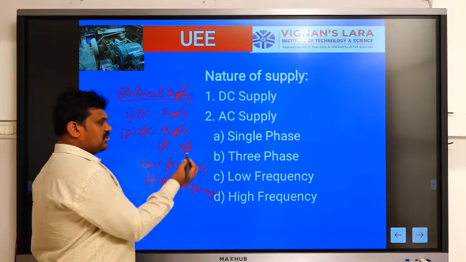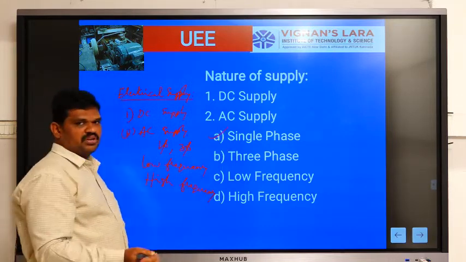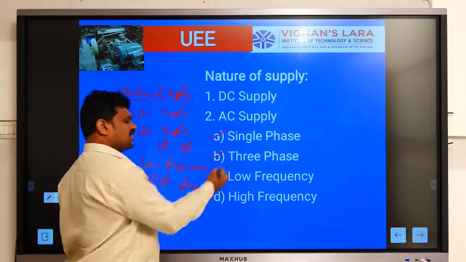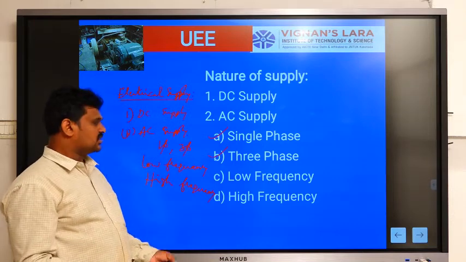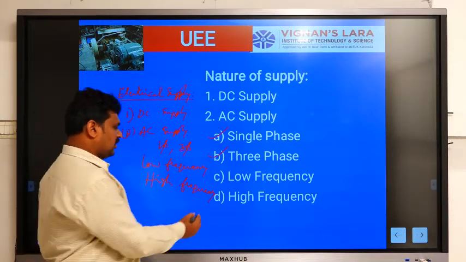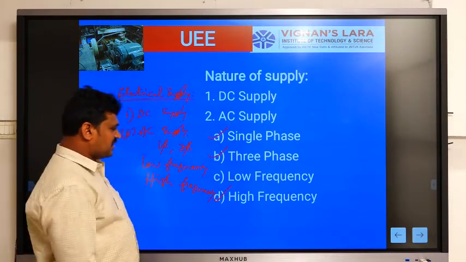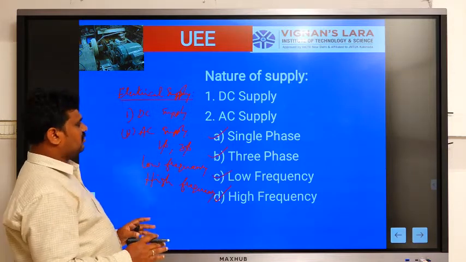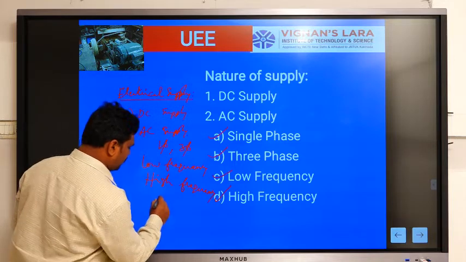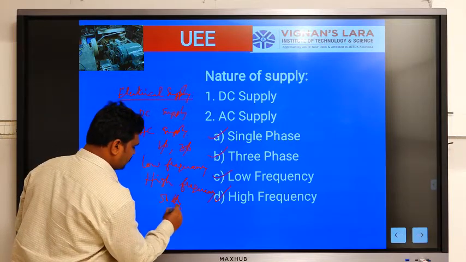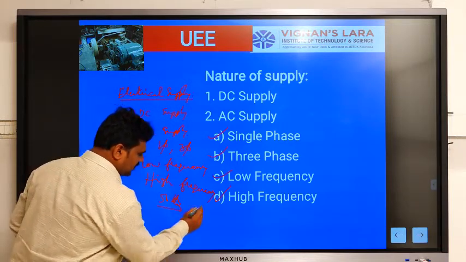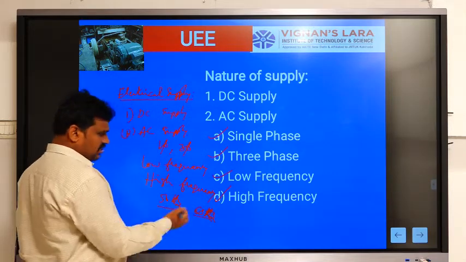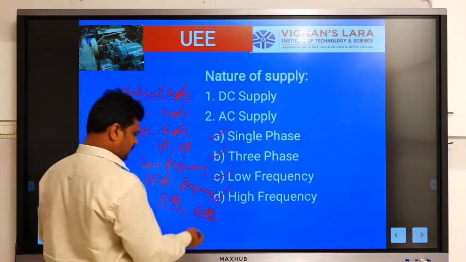Okay. So a single phase supply means the voltage level may be 230 volts. The three phase supply means 440 volts. Low frequency means normally in our India the power supply frequency is in the order of 50 Hz, but in foreign countries it is in the order of 60 Hz. This is the normal frequency or low frequency.